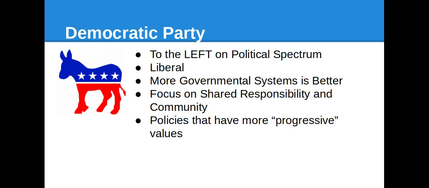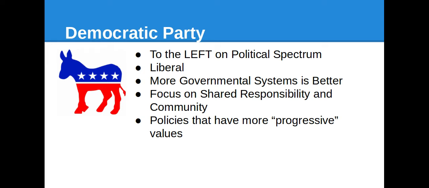In general, Democrats, as the liberal party, believe that more governmental systems are better, that the more government gets involved, the more protection they can provide to individual citizens, such as welfare, healthcare, and other things that can help people in hard times. They focus on shared responsibility and community, that if we are a bunch of citizens, one nation, together, we should help each other out in times of need. And if we have more to give, it should be expected of us to give that through the government.